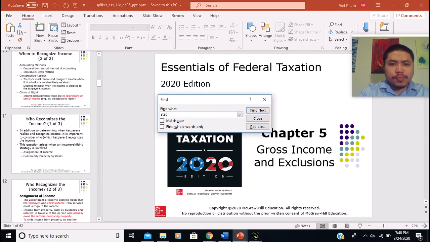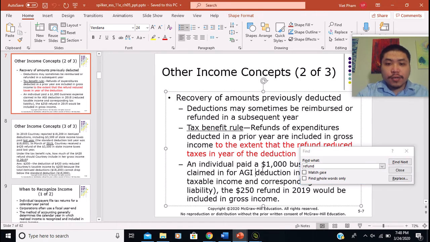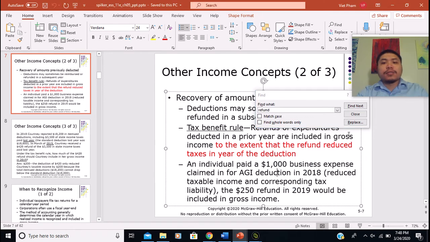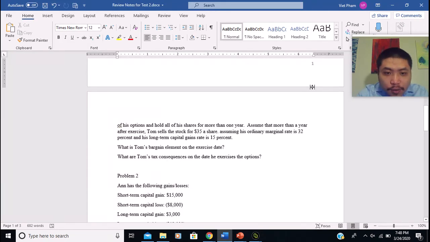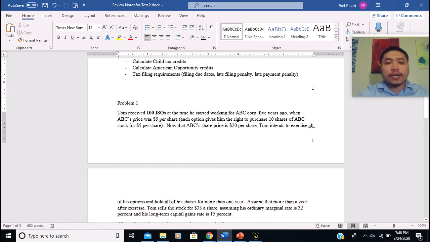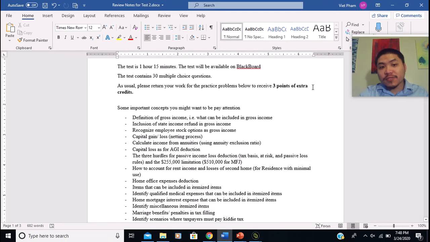Let me just make sure that it's in chapter 5. State income refund. Yeah, it's in chapter 5. I think we're going to do practice problems. Oh, probably not. I don't have practice problems here, but we have some practice problems in the PowerPoint slides in chapter 5. So please go back to chapter 5 to do more review on this.